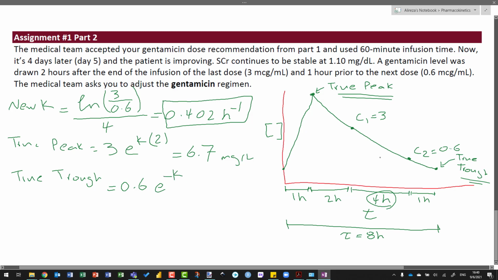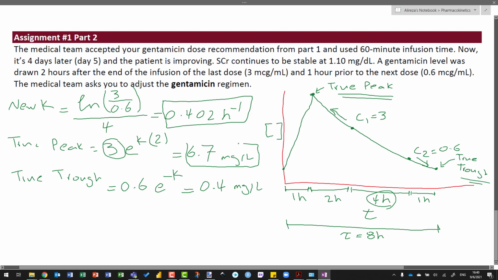So this is negative k because we're going in this direction. Before we were going in the positive direction from C1. So to get the true peak from C1, which was 3, we were going up. So it's a positive k. In this case, from C2 to true trough, we're going down. So it's negative k, which would give us a value of 0.4.